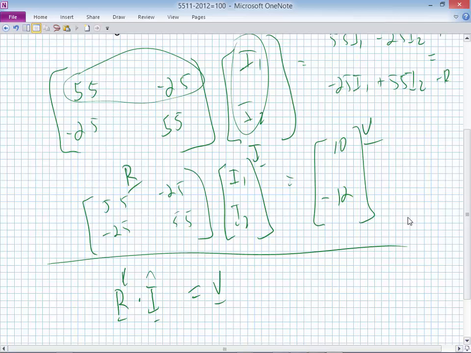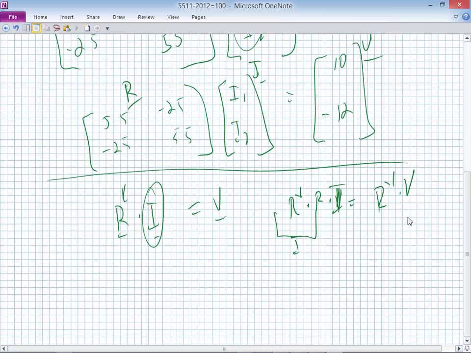because our unknown in this case is I. So if I take R to the minus 1 times R times I equals R to the minus 1 times V, these two break down to be the identity matrix, so they disappear. So our unknown I is equal to R to the minus 1 times V. So we can now solve for our unknown currents very easily.